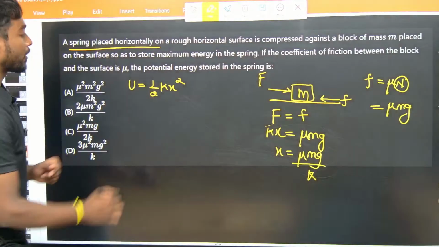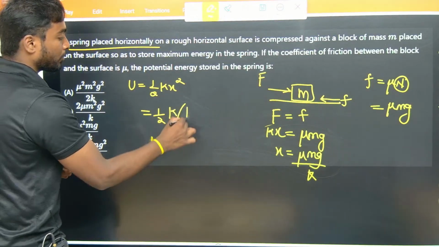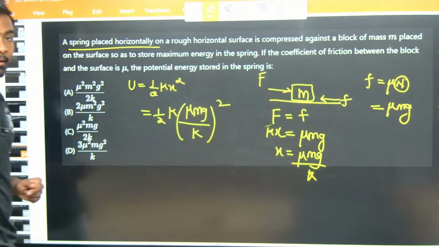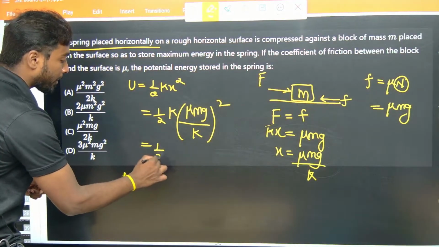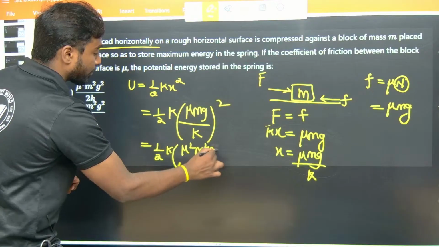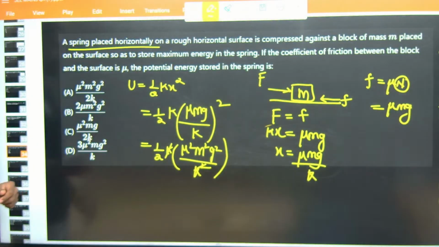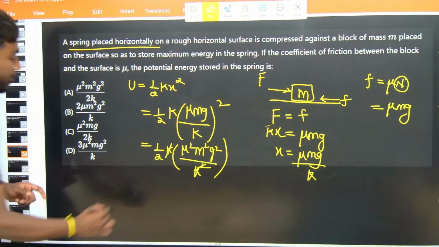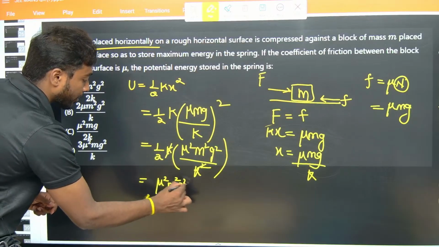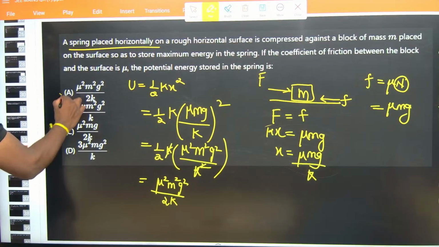Now substitute the value here: half into k into mu mg by k the whole square. So 1 by 2 k into mu square m square g square by k square. One k and one k will cancel out. So the final answer will be mu square m square g square by 2k. So option A is the correct answer.